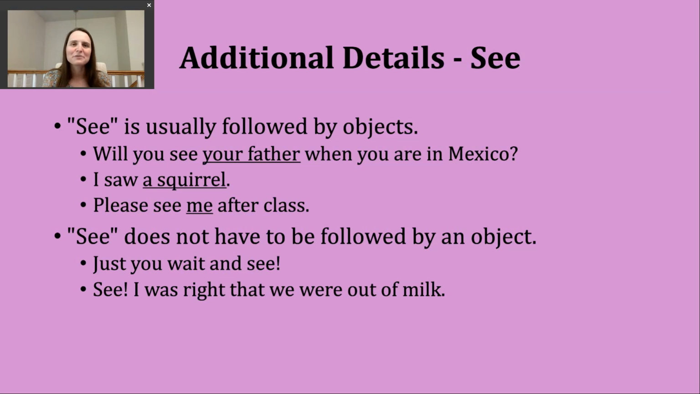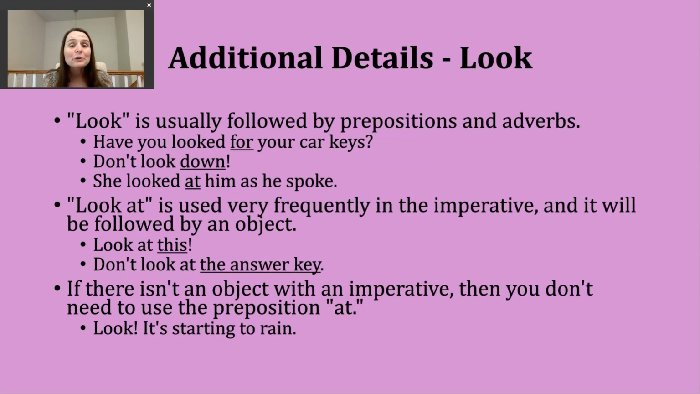Now let's examine the verb look. Generally what you see after the verb look in any verb tense is going to be either a preposition or an adverb. I've got a few more examples here. Have you looked for your car keys? Okay. Another example, don't look down. Down here is an adverb describing a particular direction. Another example, she looked at him as he spoke.